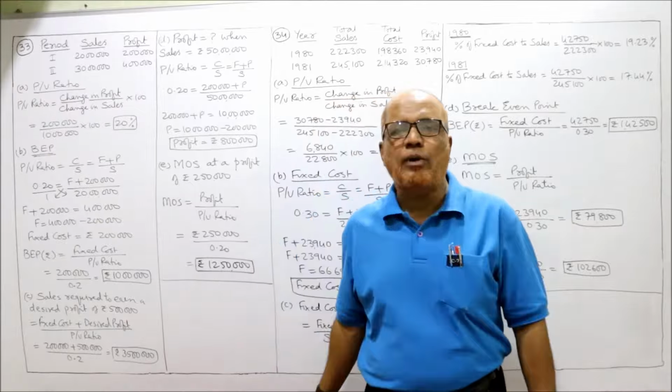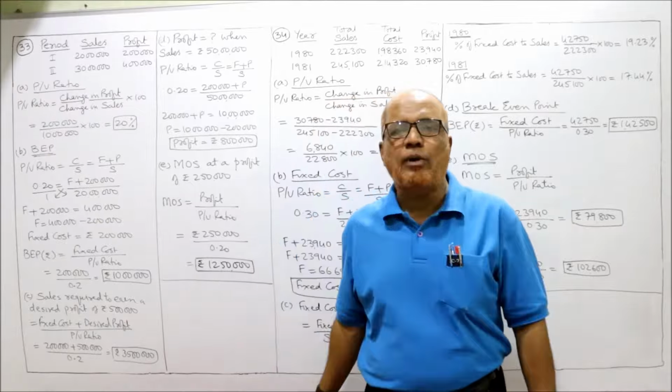Now bring this 2 lakh to RHS. So plus 2 lakh will become minus 2 lakh. So F is equal to 4 lakh minus 2 lakh, fixed cost 2 lakh. Now we got the fixed cost, rupees 2 lakh. Now easily we can find out the BEP, break-even point. BEP is equal to fixed cost by PV ratio. So 2 lakh divided by 0.2, you will get 10 lakh rupees. That's all. 2 points we have completed. We have calculated the PV ratio, we have calculated the BEP.